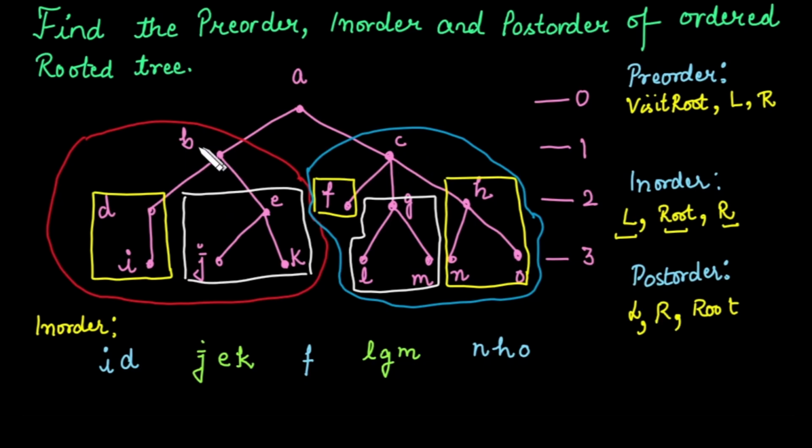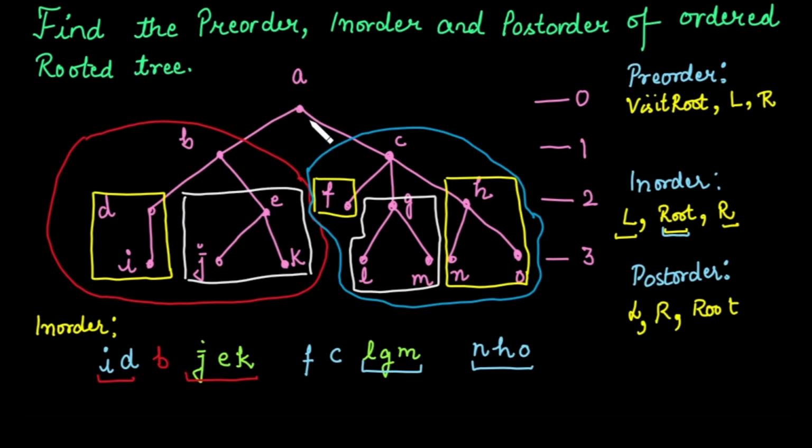On level 1, we have the two subtrees, one with the root B, another with the root C. Firstly, we will write the in-order for this subtree. In-order means first travel the left child. So left child is this. Then visit the root, that is B, and the right child is this. For the next subtree, the left child of this subtree is F. Then we can visit the root, and the root is C. Then the first right child, second right child, and it is already there.